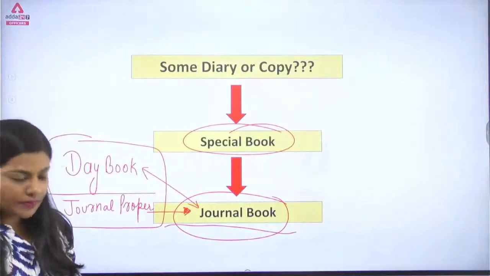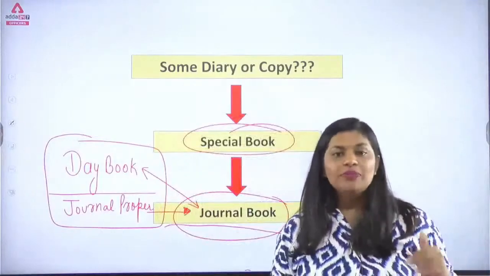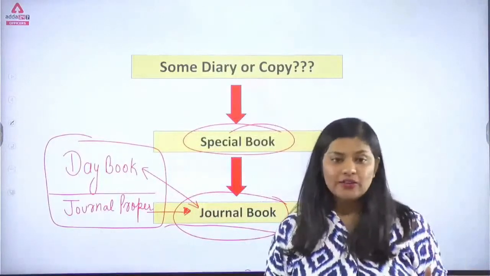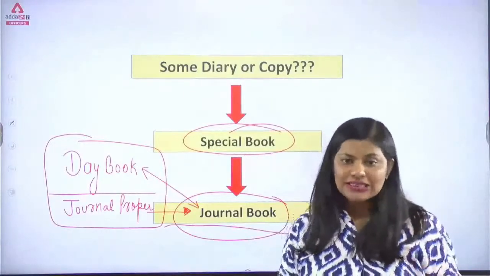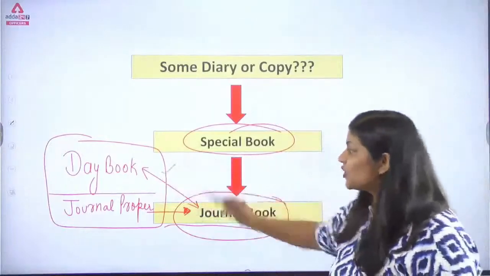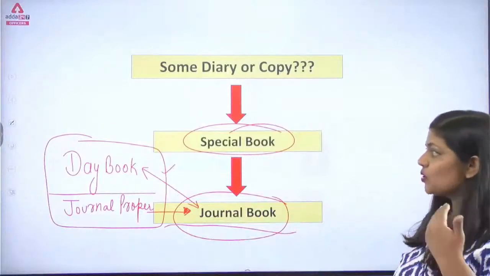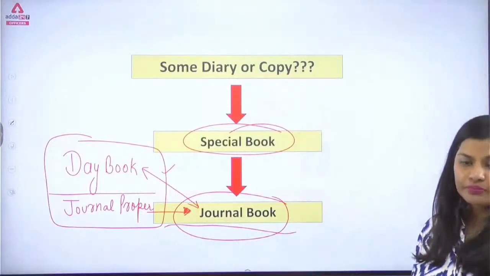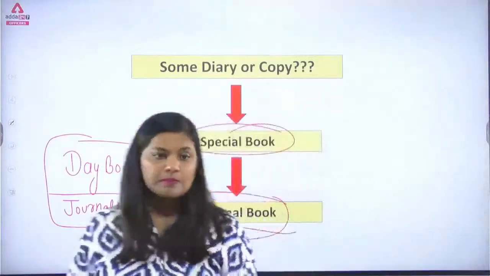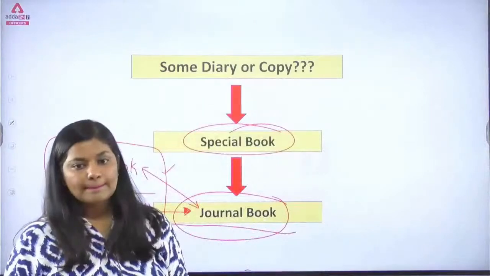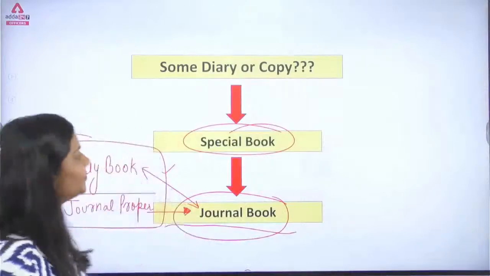Right? Is this point clear? So whenever we find that the transaction is good to go, we can record it. There are two things that we have to take care of. It is a business transaction. It is measurable in terms of money. The answer is yes. We will go and record it in a special book or a diary, which is called journal book, day book, or journal proper. I hope this point is clear. Everyone, correct?